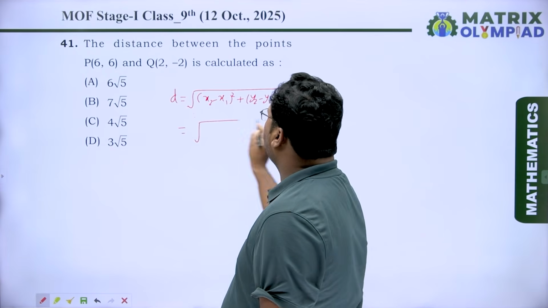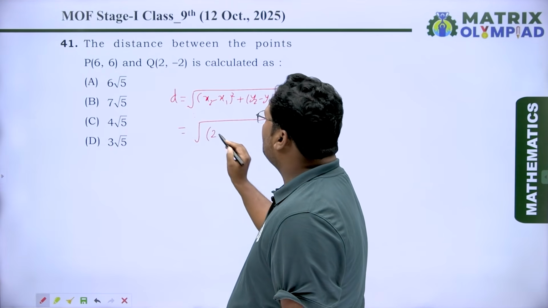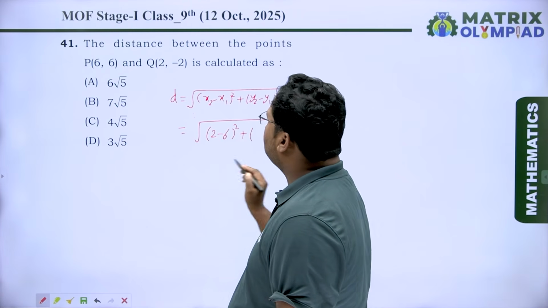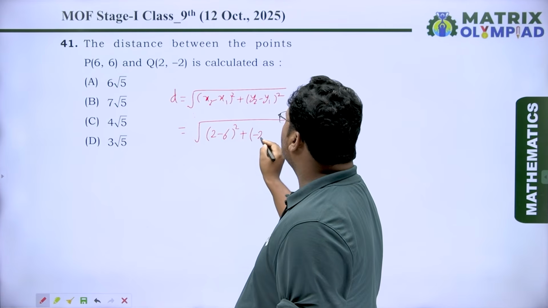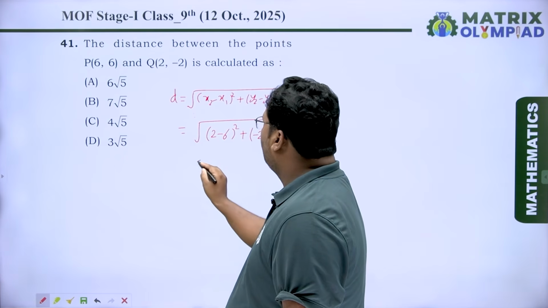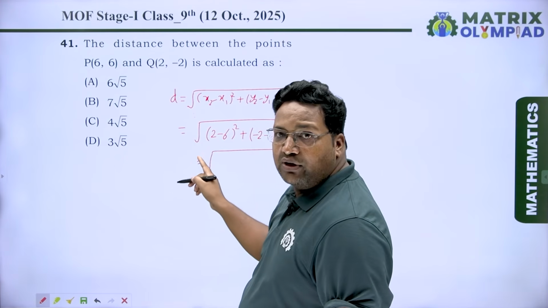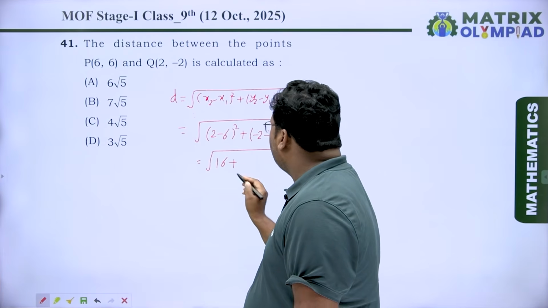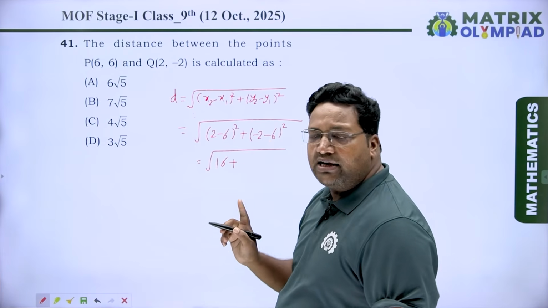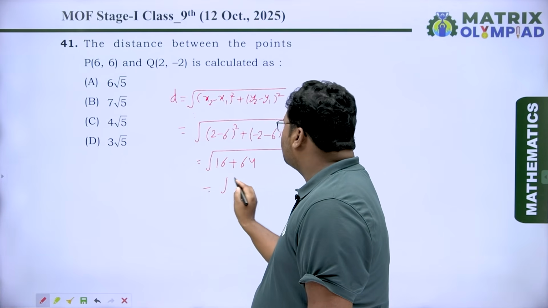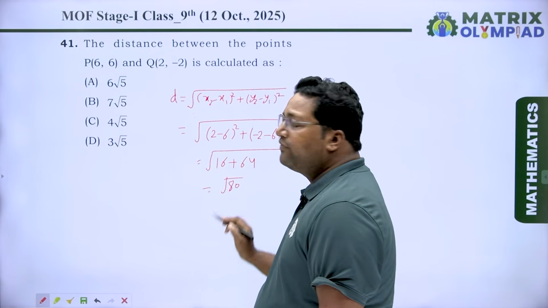So here you can see the value of x2 is 2, the value of x1 is 6, so it is 2 minus 6 whole square plus the value of y2 is minus 2, the value of y1 is 6, so it is minus 2 minus 6 whole square. Now we have to solve this part. So 2 minus 6 is minus 4 and minus 4 square is 16, plus minus 2 minus 6 is minus 8 and minus 8 square is 64. So under root of 16 plus 64 is under root of 80.